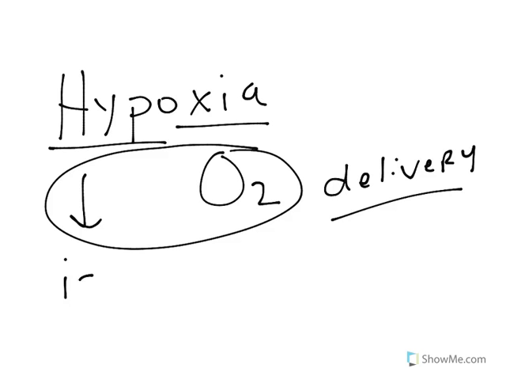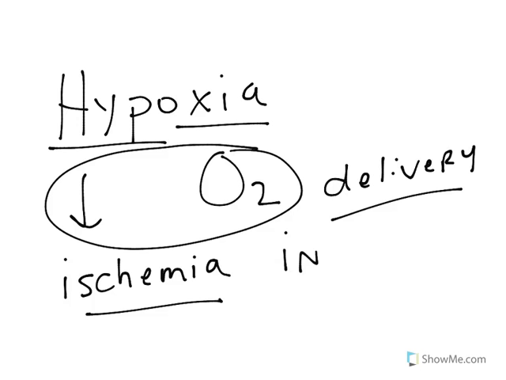This could result in ischemia, which is closely related to the word hypoxia, but it's more if there's like entire oxygen delivery problems, like to an entire organ such as the brain or the heart. And this could lead ultimately to infarct.